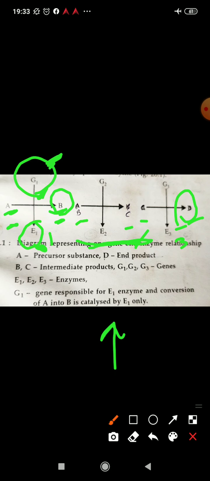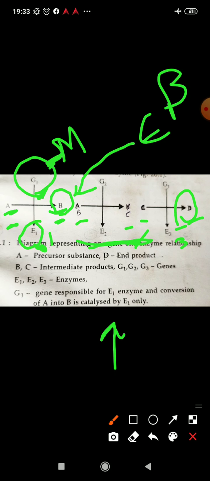Suppose the G1 gene is mutated. In such a case, if we supply substance B externally to the second step, then one can see that the reaction proceeds normally and product C will be produced, the conversion of B into C, and C will be converted into D. So the remaining two stepwise reactions will occur if we provide substance B externally to the reaction.